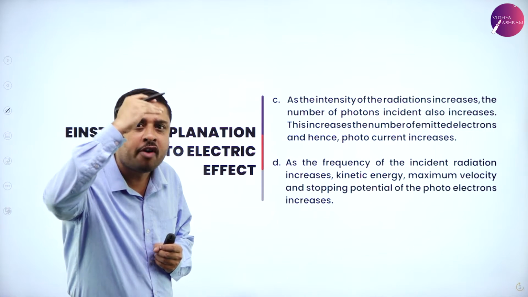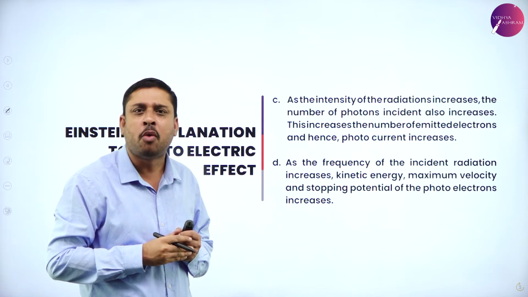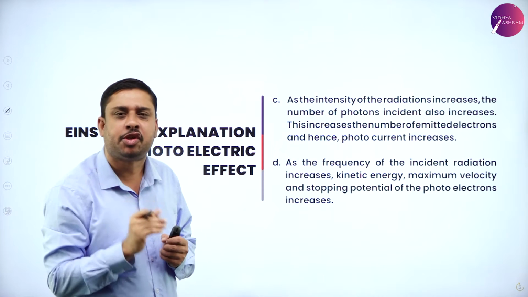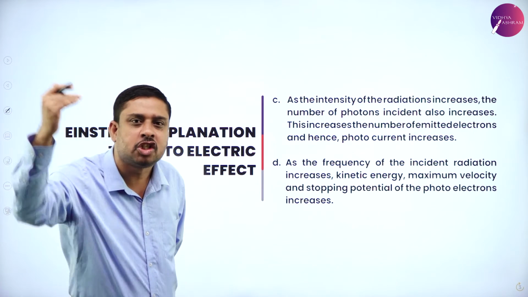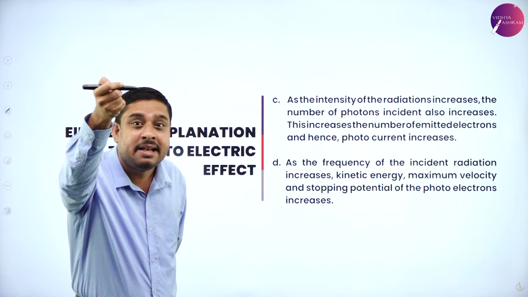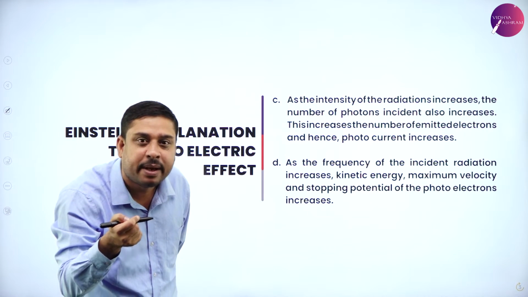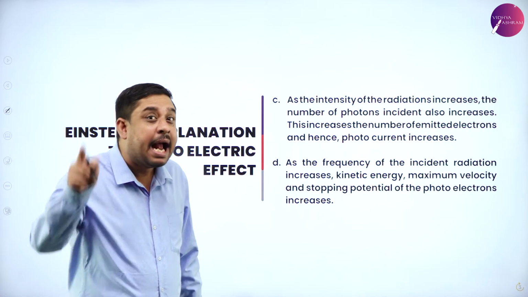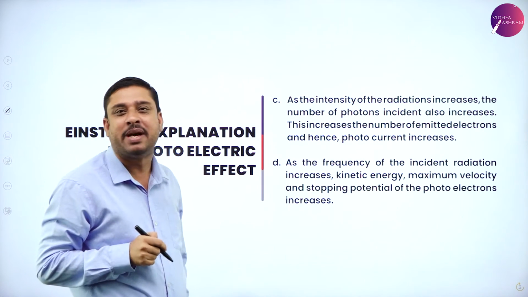Suppose 1 photon falls, it is liberating 1 electron. So what happens? There is motion of electron, some current is constituted. 2 photons are incident, 2 electrons are liberated, proportionately current increases. N number of photons fall, n number of electrons are liberated, proportionately current increases. And this liberation of electron happens above threshold frequency.